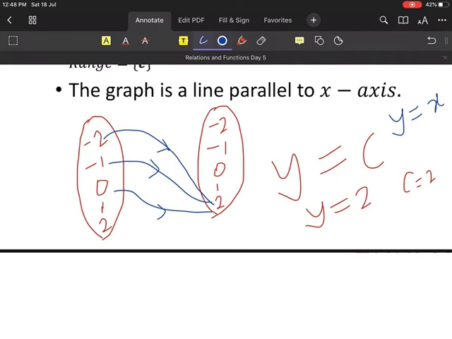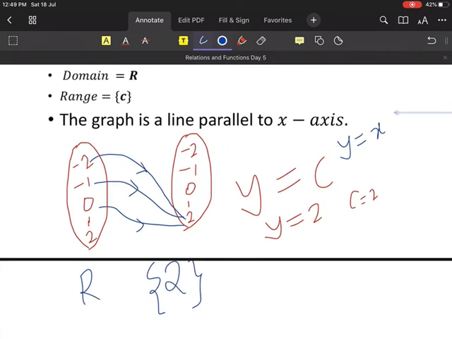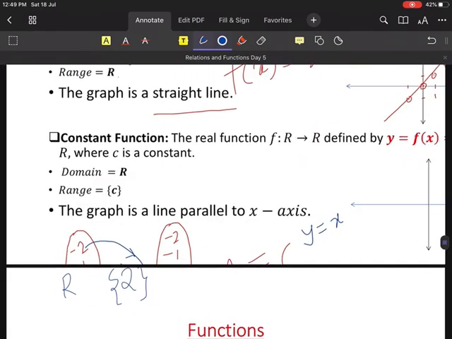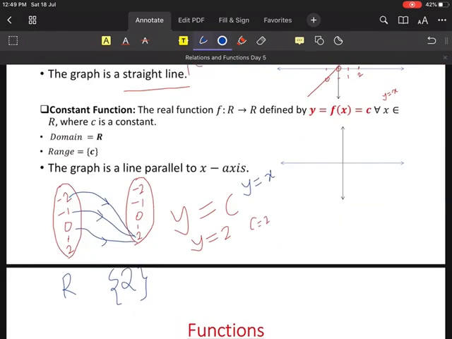Real numbers. How can the domain be 2? Domain is this side. Domain is R. Am I clear? Now what is the range? Yes, very good. The range is 2. So how can I write this? I will write it in curly brackets because 2 is one element, right? This is our range.